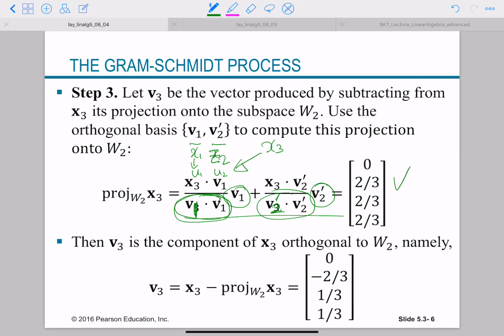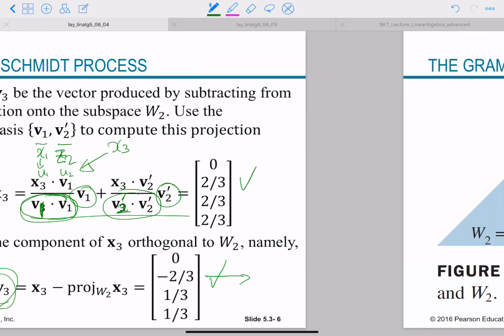Okay, so once obtaining this projection onto the subspace spanned by the two previous vectors, we just obtain this remainder or orthogonal component, and this vector will be our third orthogonal basis vector, and then we can just normalize it so that the length becomes 1.